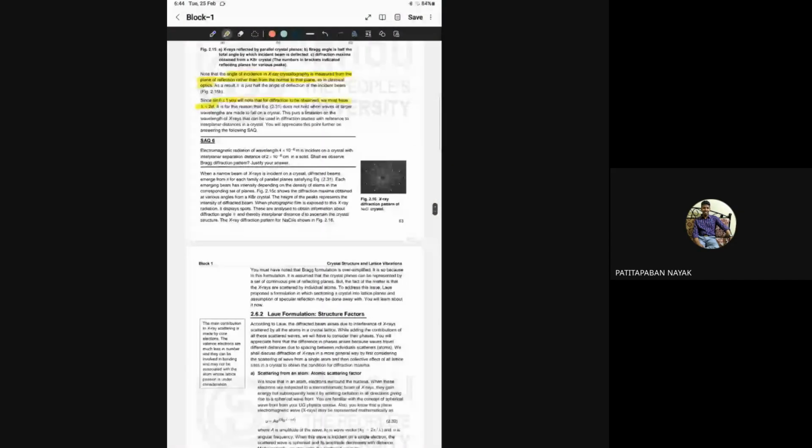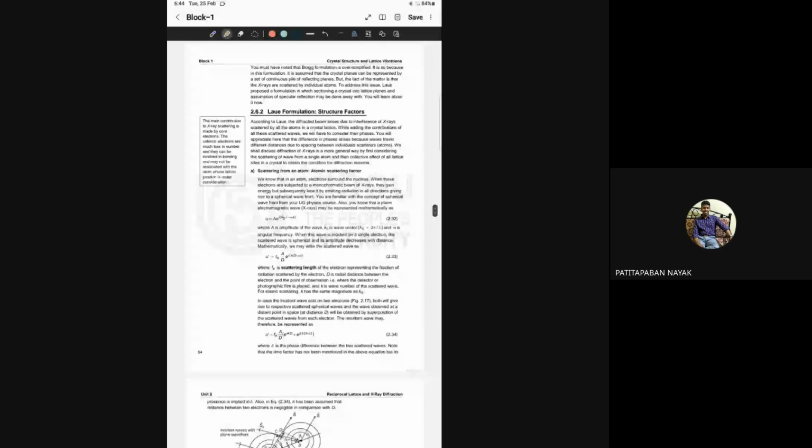So at this point, I'll take a 5-10 minute break and then we'll start with Laue formulation, which is basically similar to Bragg's law, but mathematically how we can get it from reciprocal lattice space. We'll start after the break.